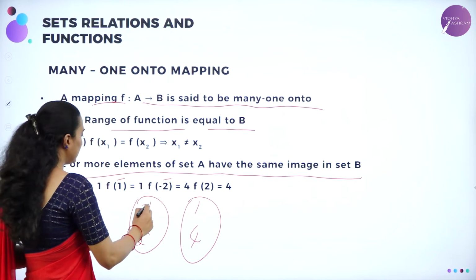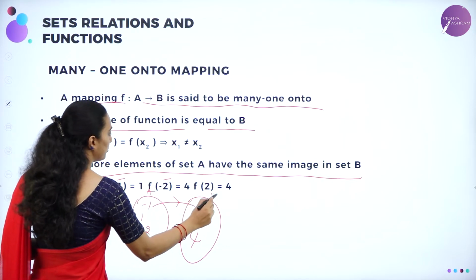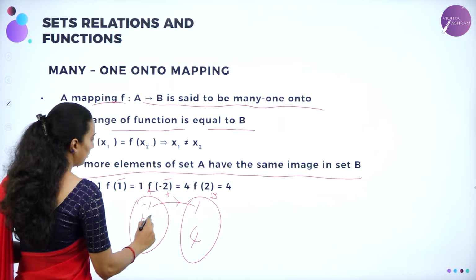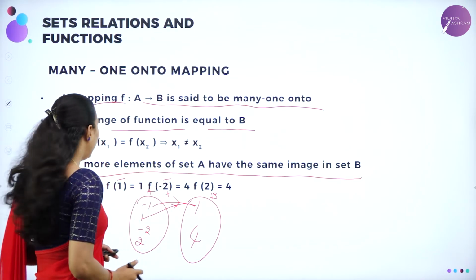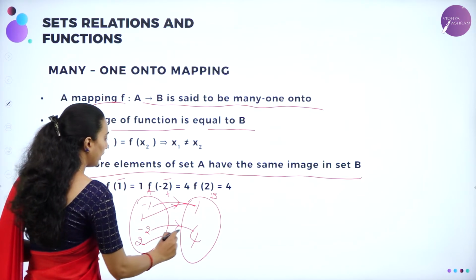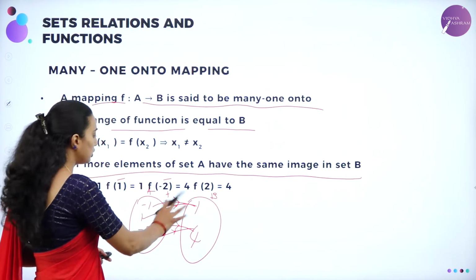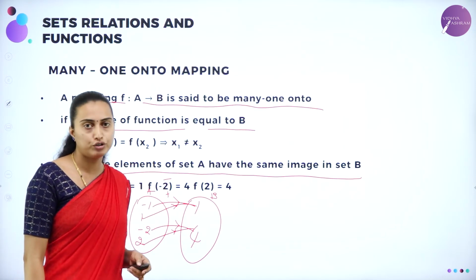So minus 1 is getting connected to 1 itself, correct? This is a mapping from A to B. And then 1 is getting connected to 1 only. You can check, dear students: many to 1, many to 1. And then minus 2 whole squared is nothing but 4 only, 2 squared is also nothing but 4 only, correct? So here it is many to 1, but no element is left out in the set B. It is called an onto function.